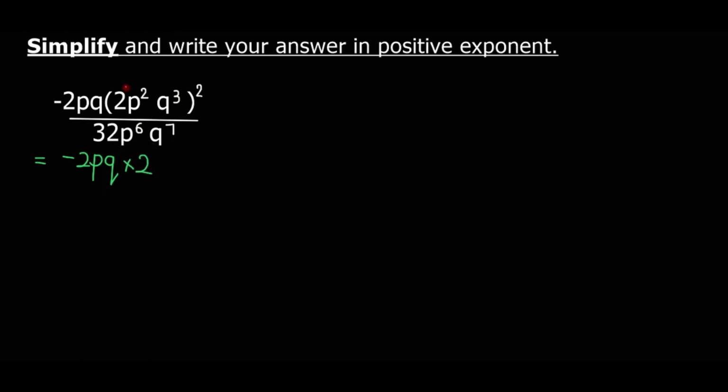2. Remember we have exponent 1 here because it has no exponent written. This means this exponent times this exponent. 1 times 2 gives 2. And then right here, this base has exponent 2, so 2 times 2. And then 2 times 2 gives 4. And then from here we look at this one. 3 times 2 is 6.